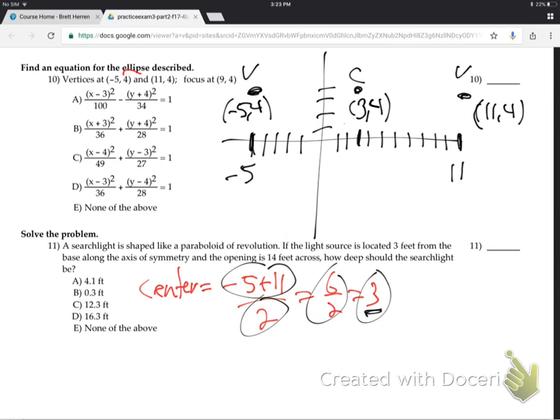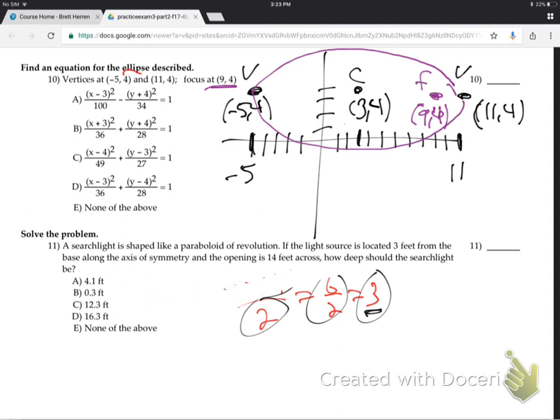Next, we have a focus point at 9, 4. So its focus point is at 9, 4 right here. So the egg-shaped ellipse must be something like that, with the focus point right there. All right, so how do we find the equation of this thing?